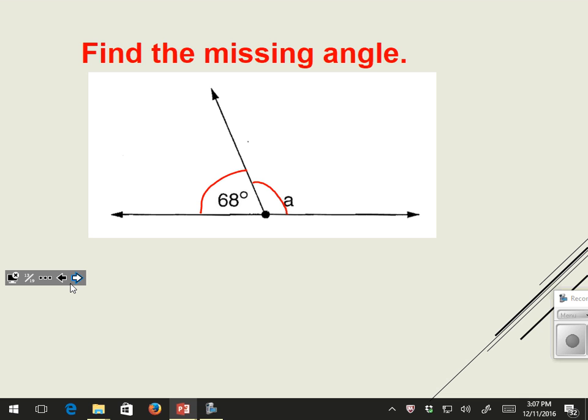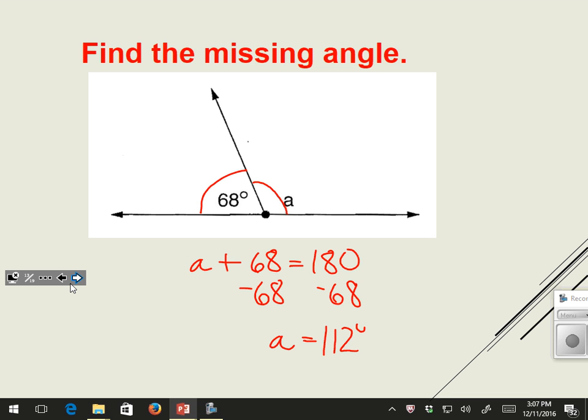So how do I show my work algebraically? This is what you do. A plus 68 equals 180. What you do then at this point is subtract 68 from both sides. Thus, if you do your work correctly, A should equal 112 degrees.